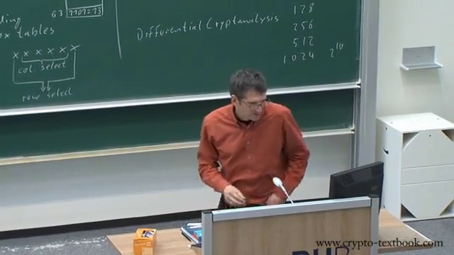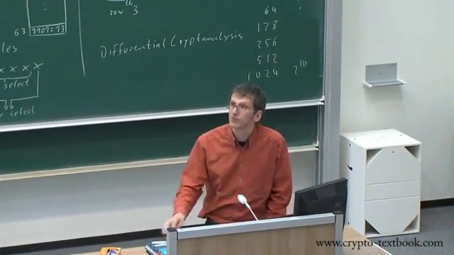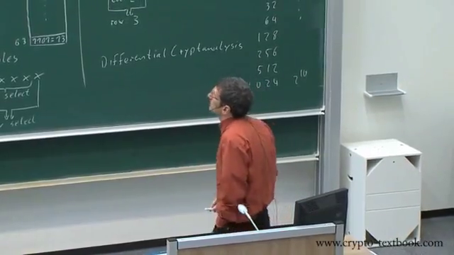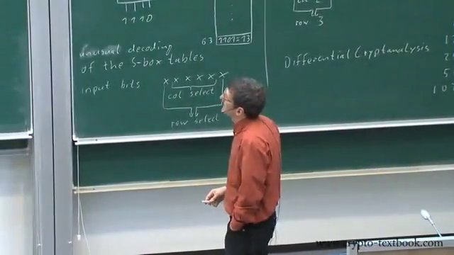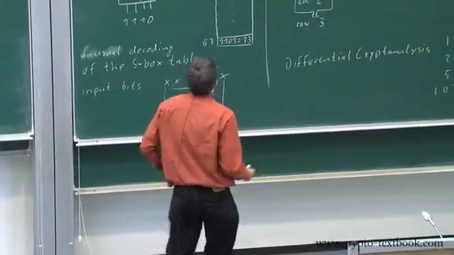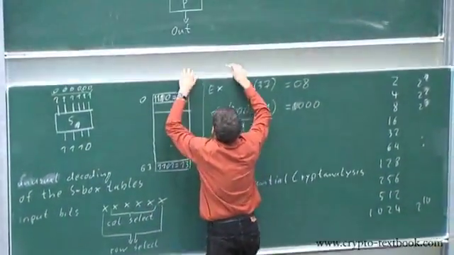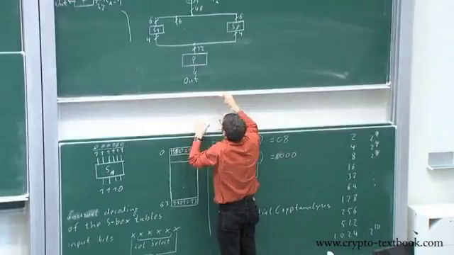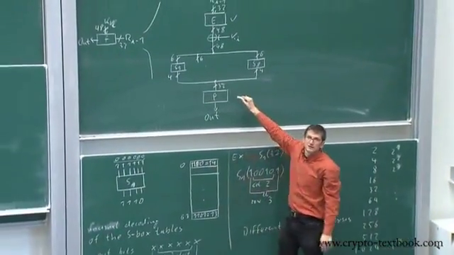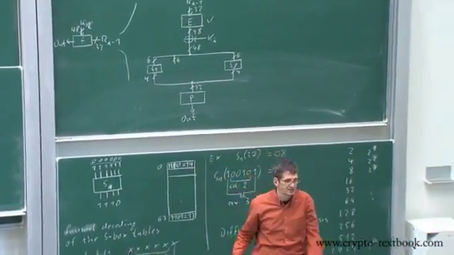So, what's left to do, and we're almost through, we need three more minutes or so. If you look at the F function, what you have here at the end is a final permutation.